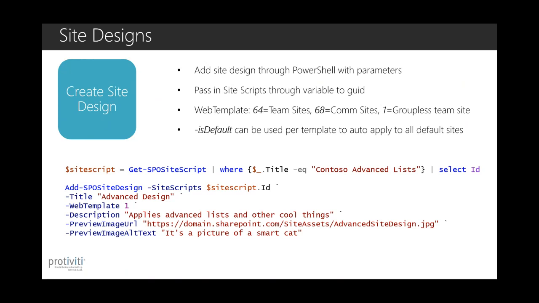The last one there is the dash IsDefault. So let's say I wanted to auto apply labels to all default sites. When I click new site and it says team site or showcase or topic, I can actually say IsDefault, and it will by default run that design without having to change the name. So if I don't want to create any other ones and I just want to say I pick team site, you can still overwrite team site by using the dash IsDefault in the 64 web template.